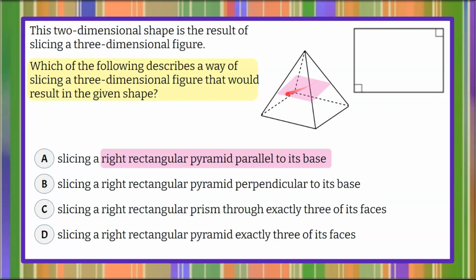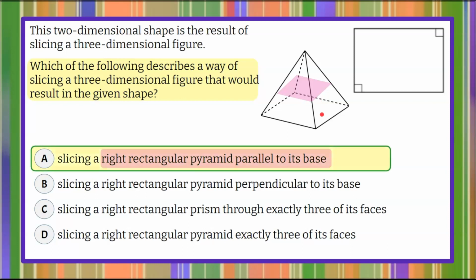So parallel to the base means I'm going to slice it across. So if I do that, I can see that that would be a rectangle. It's parallel to that rectangular base. So I think it's A. Let's continue and look at the rest.